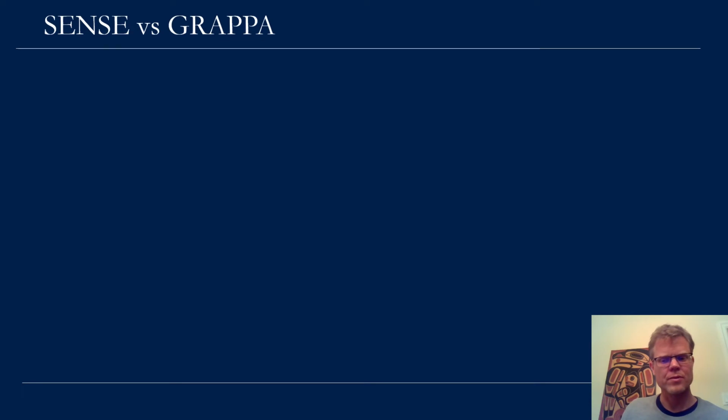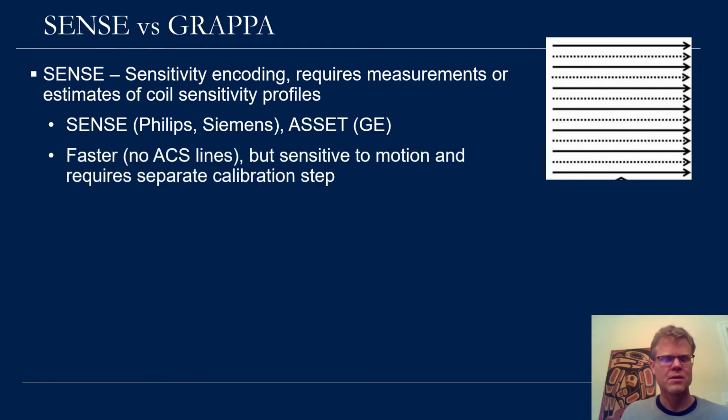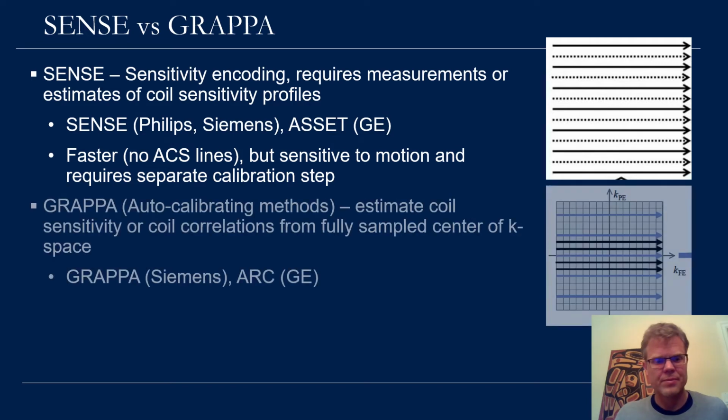Okay, so let's go through a comparison here between the SENSE and the GRAPPA methods. SENSE is going to use a sampling pattern like the one shown at the right, and it's going to require measurements of the coil sensitivity profiles. It does this in image space. It's called SENSE on Philips, ASSET on GE. And it's a little faster than GRAPPA because it does not require the auto-calibration signal, but it's more sensitive to motion and the calibration step.